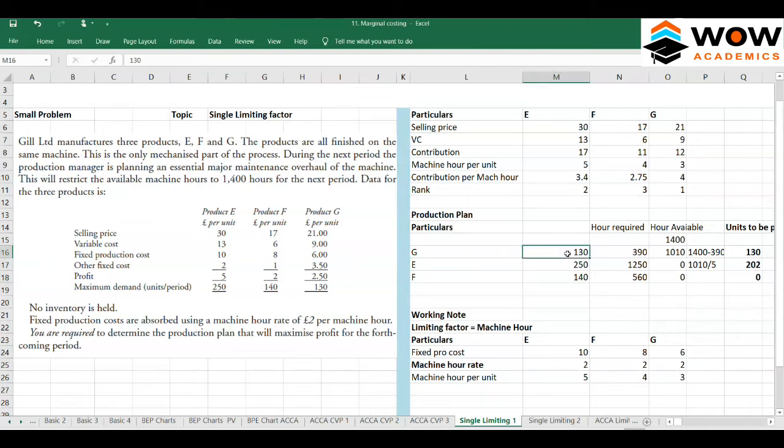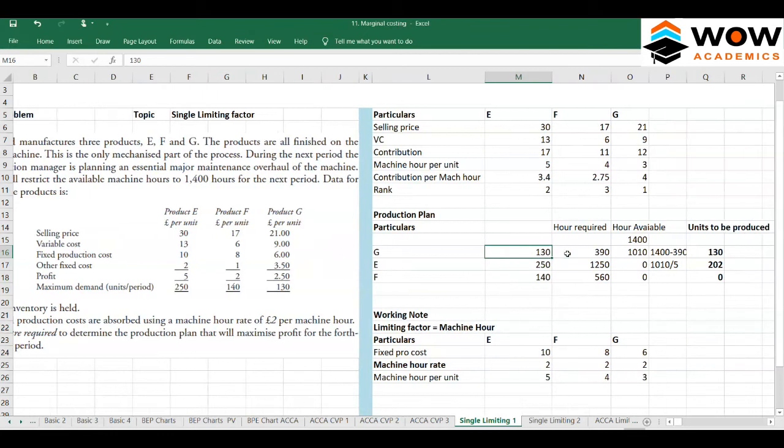And if we produce in that manner, these are our units, or maximum demand. These are our maximum demand, and these are the hours required for those maximum units. How did we find it out? 130 units into how many hours each product will take. So G will take 3 hours, E will take 5 hours, and F takes 4 hours.